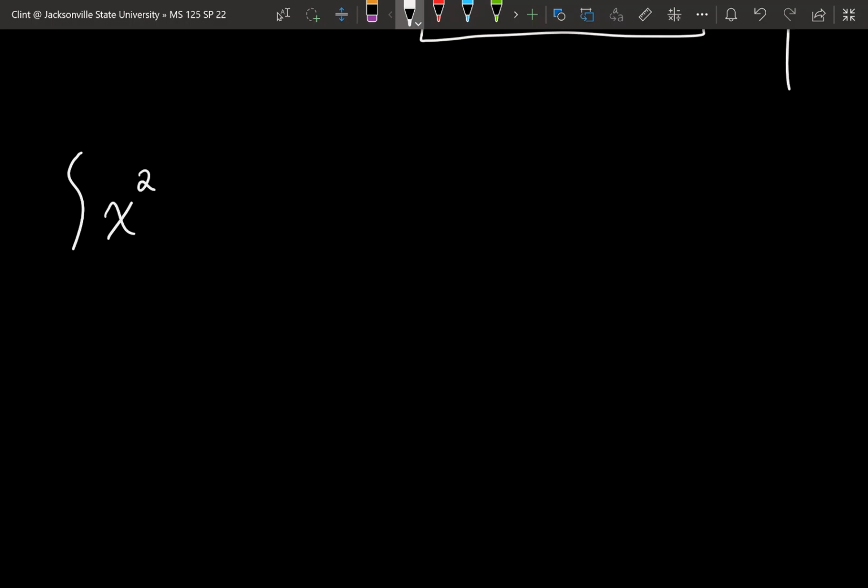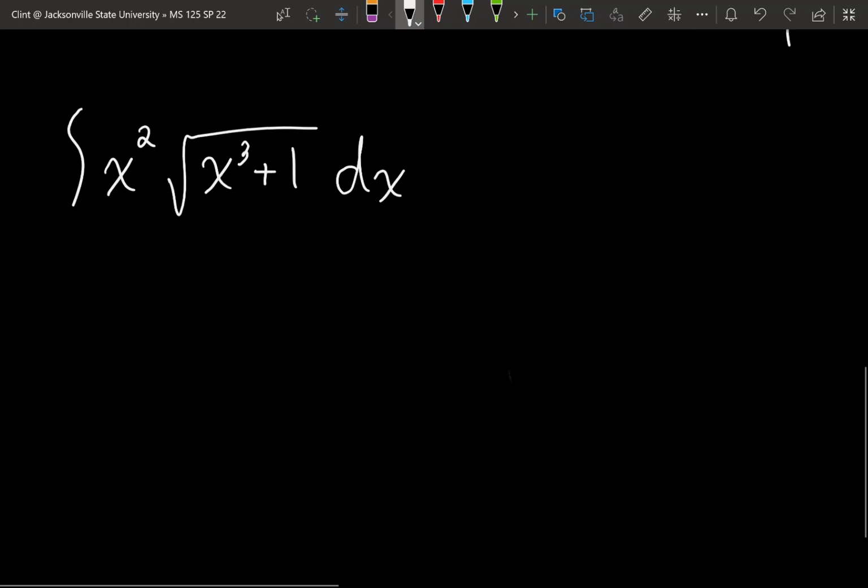And you get a better feel for them the more examples you look at. Made that a little long. Okay. So this one's kind of similar to the first one we did.